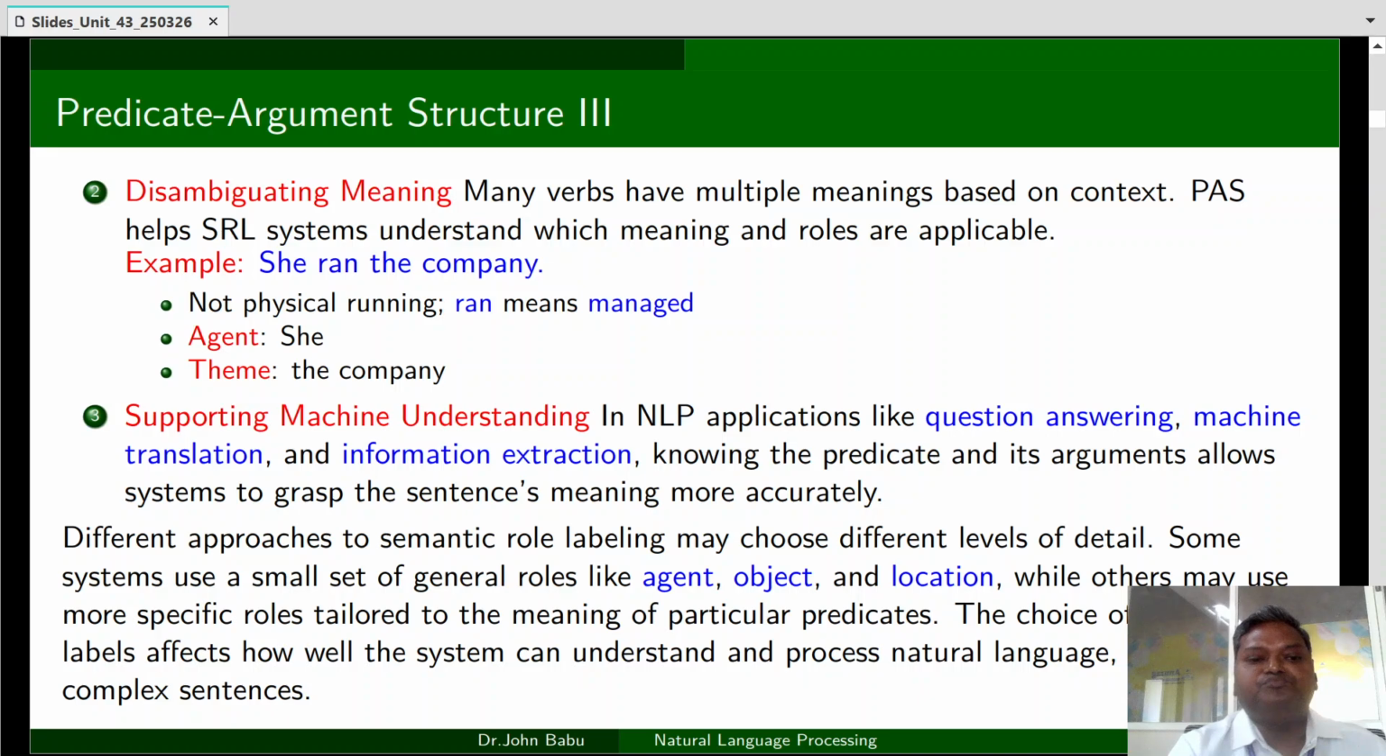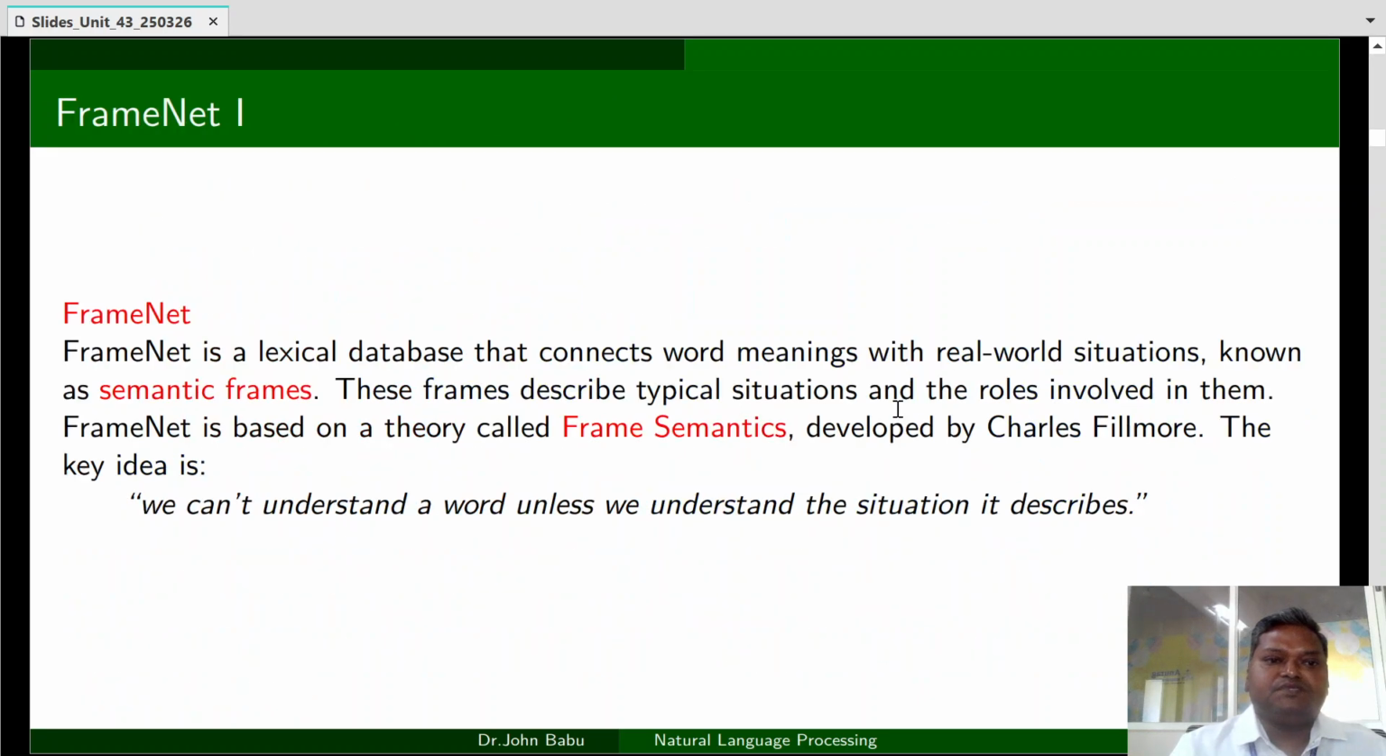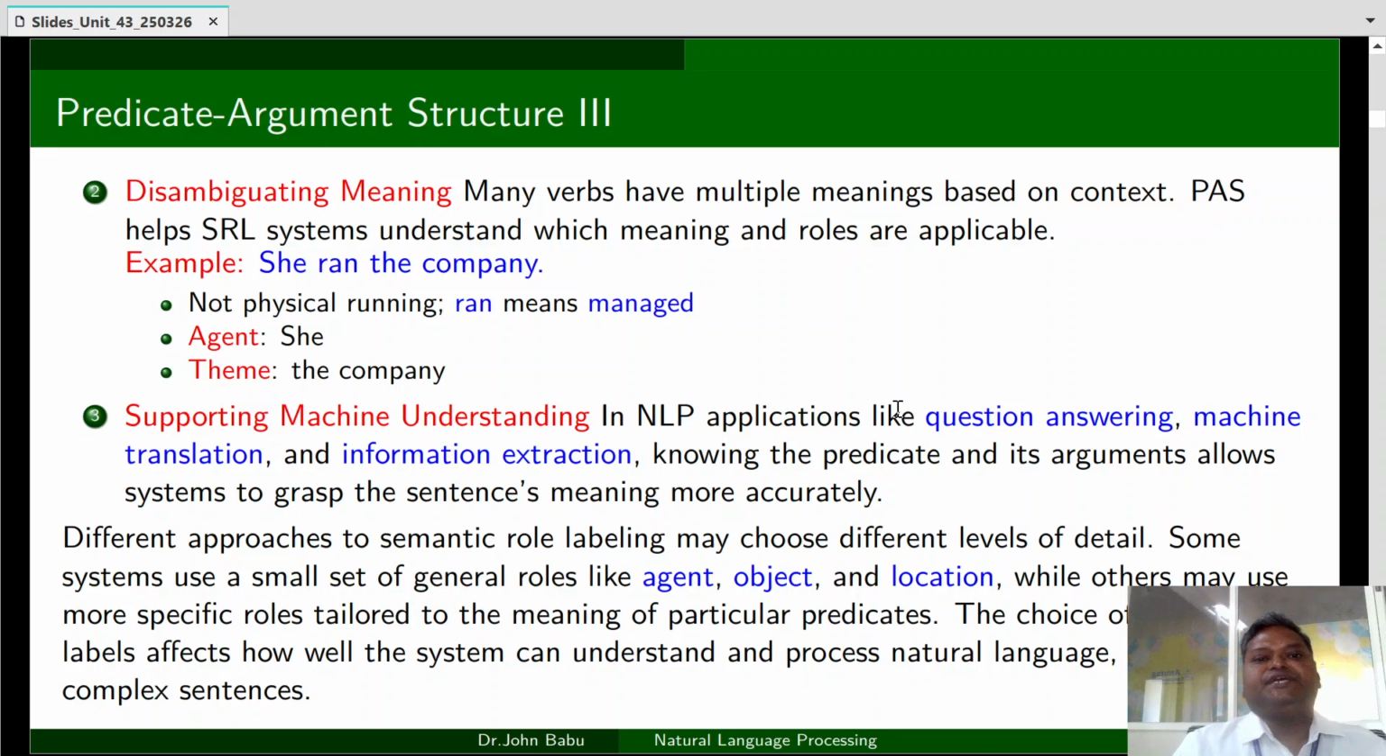So there are different approaches to semantic role labeling, and they will be dealing with different levels and different granularity. So let us start with again the same structure. First, we'll deal with resources, then we'll deal with the systems, then we'll deal with the software. So the topic we are going to see now is the resources for predicate argument structure.